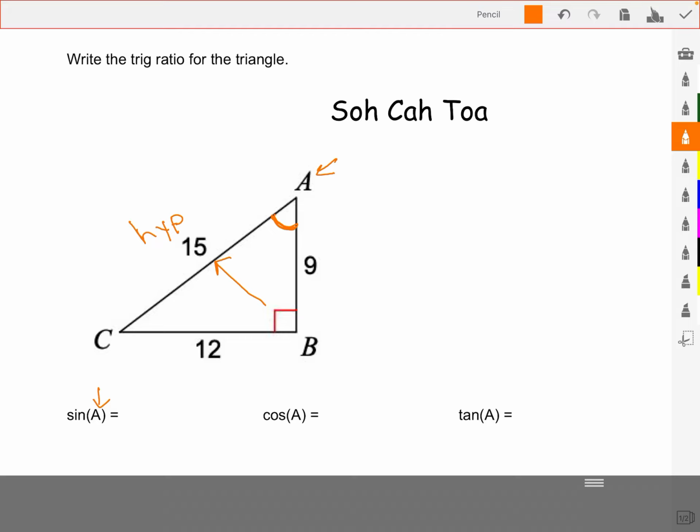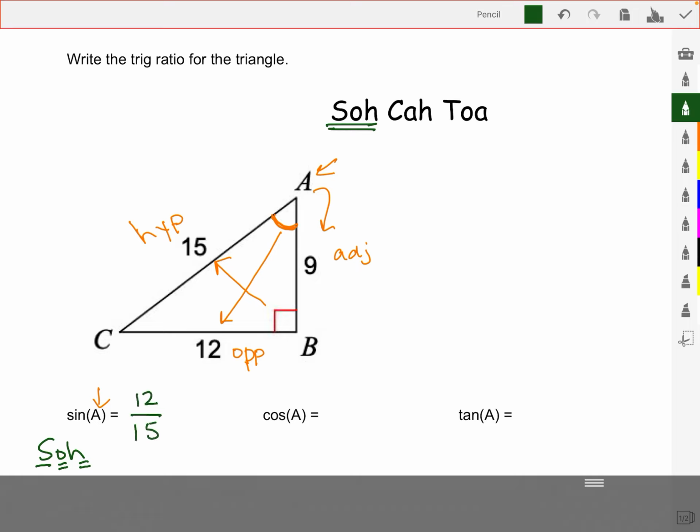Since I am referencing A, the opposite is going to be 12, and the adjacent is going to be 9. So again, I'm going to use my SOHCAHTOA. For sine, I use SOH. The S stands for sine of A, which is already there for me, and then opposite over hypotenuse. The ratio of opposite over hypotenuse. Opposite we said was 12. Hypotenuse, 15.